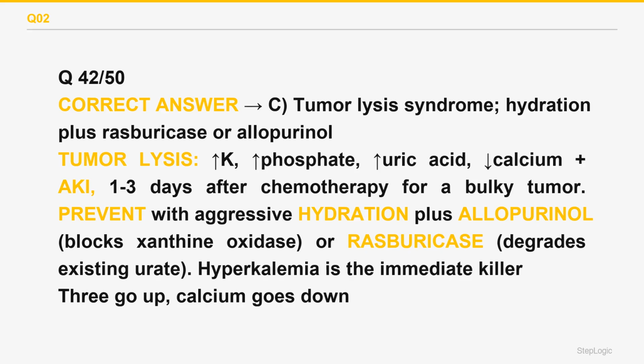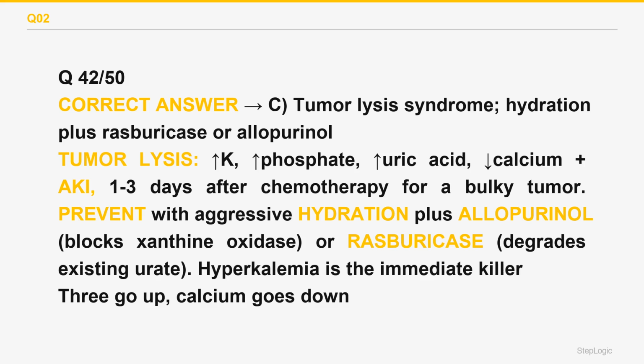The distinction between the two urate-lowering drugs is clinically meaningful and testable. Allopurinol inhibits xanthine oxidase and therefore prevents further urate formation but does nothing to urate already present, whereas rasburicase is a recombinant urate oxidase that degrades existing urate and is used when the burden is high or established. Rasburicase causes hemolysis in G6PD deficiency and must be avoided there.